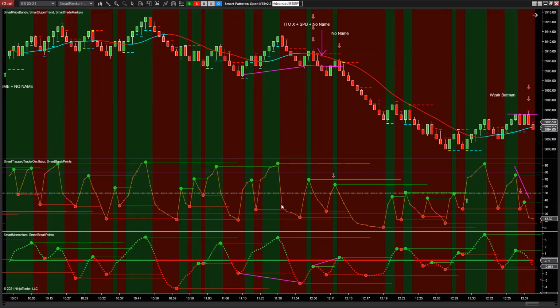So what we have is this situation where we have the Trapped Trader Oscillator breaking any red smart breakpoint lead out. This red horizontal line here. Breaking this red line here, breaking this red line, breaking this red line. Very powerful. But what we look for in a no name is that we want a retest and a failure. So we're going to have this point, and then we get a reversal dot that doesn't take out a green lead out. We call it a no name. So we take out red, we don't take out green.